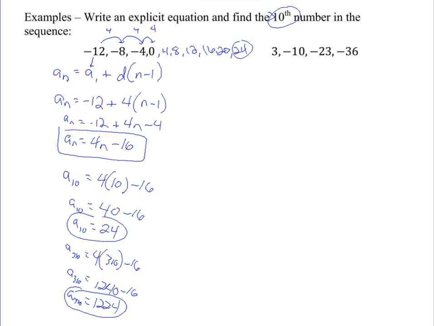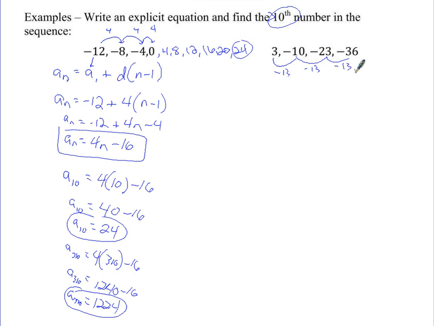So I want to write an explicit equation for this sequence right here. First of all, is this an arithmetic sequence? How do you know? How much do we change from here to here? Negative 13. From here to here? Negative 13. Here to here? Negative 13. So it is an arithmetic sequence.